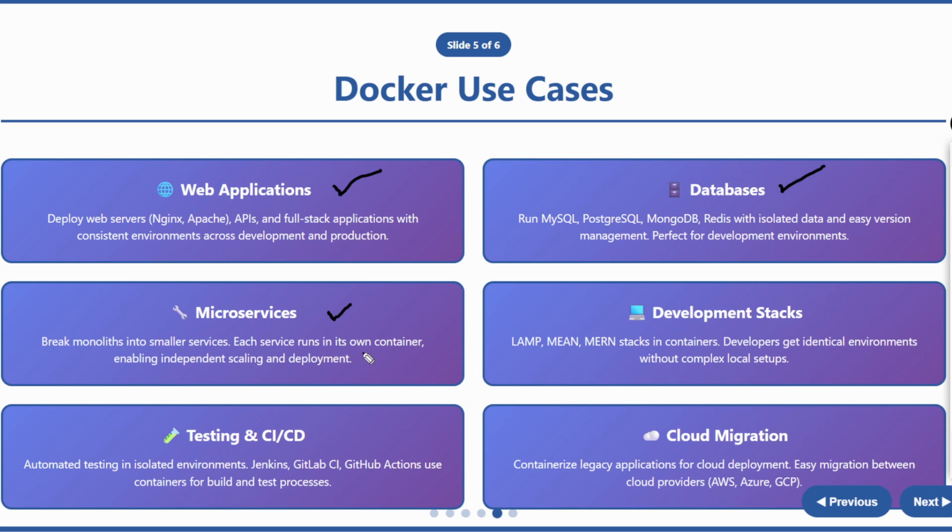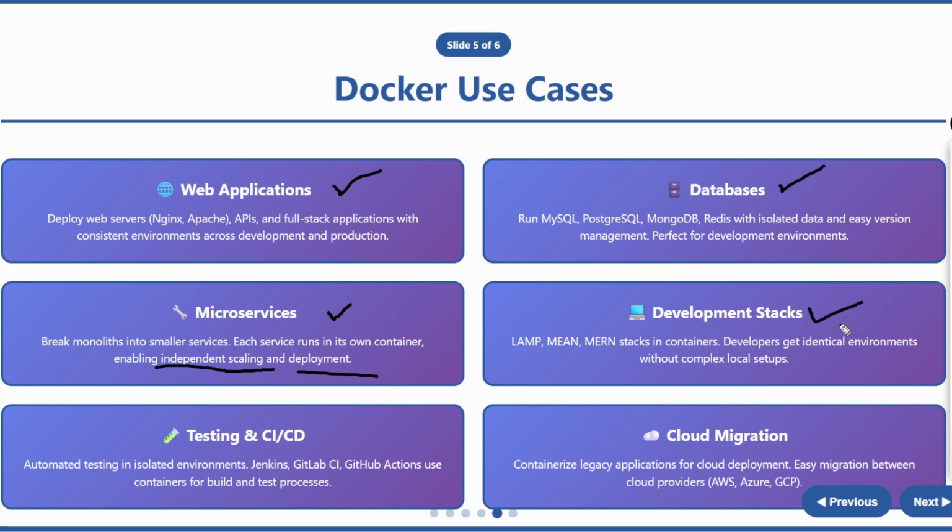Each service runs in its own container, okay. So we are not supposed to create a big container with high configurations. We are going to separate them into small microservices, and then we are going to put each microservice into each container, okay, which enables independent scaling, and deployment will become easy, okay.